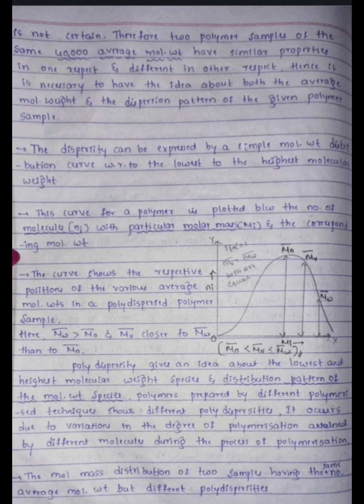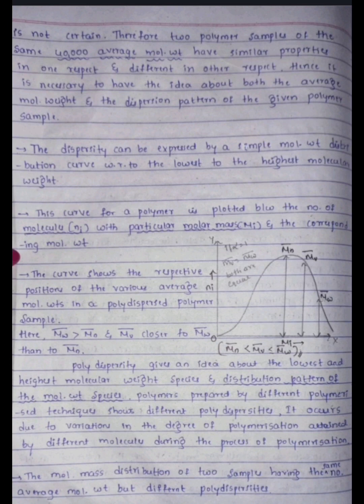Hence, it is necessary to have an idea about both the average molecular weight and the dispersion pattern of a given polymeric sample. The dispersity can be expressed by a simple molecular weight distribution curve with respect to the lowest to the highest molecular weight.